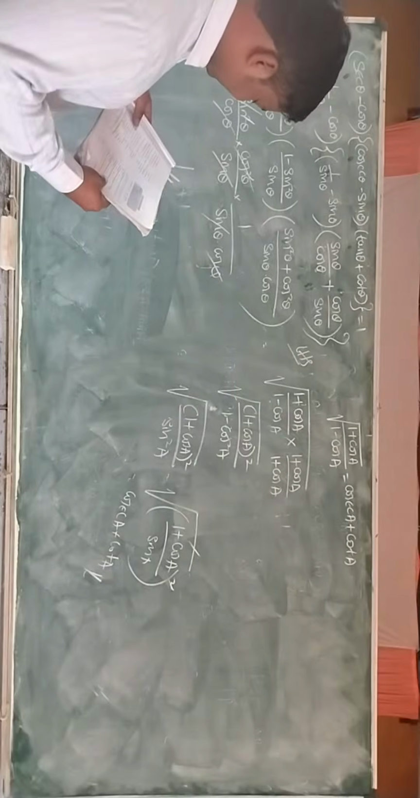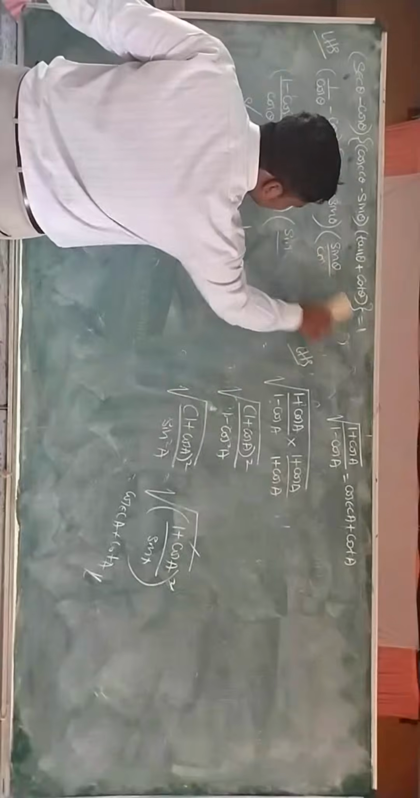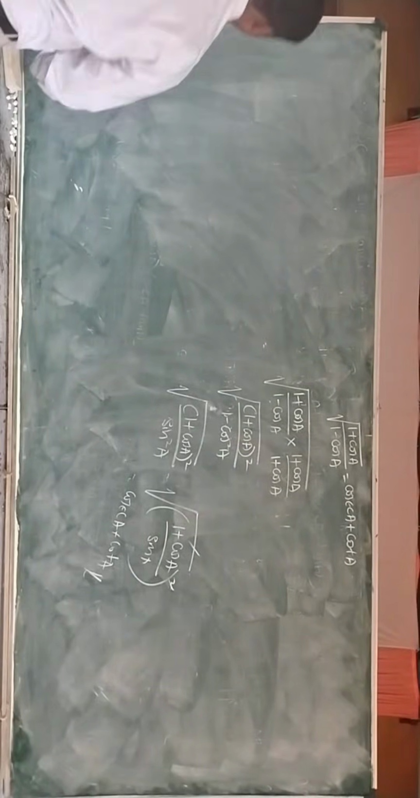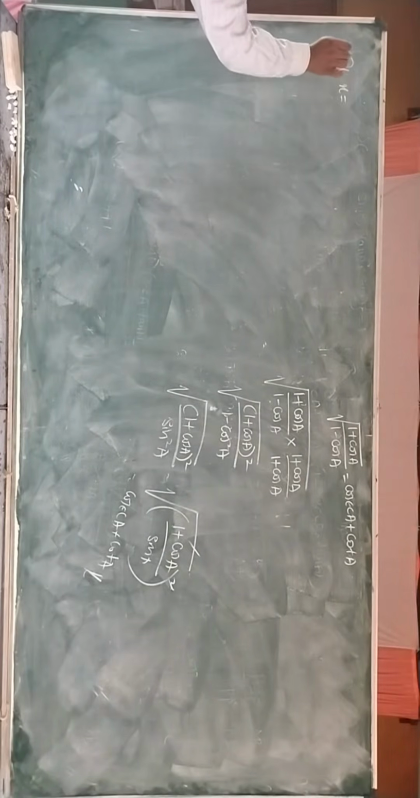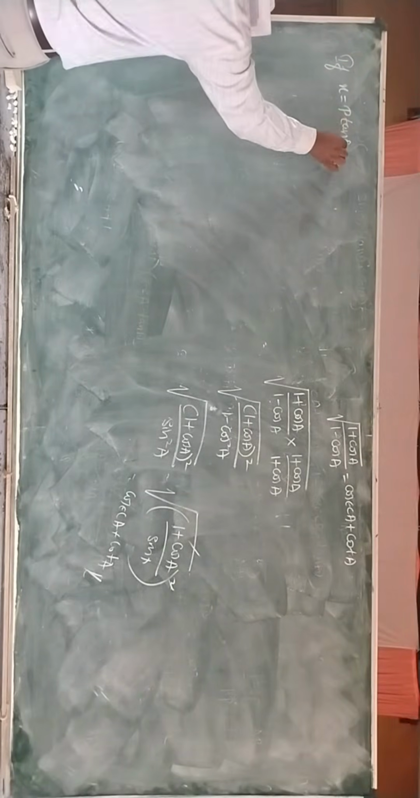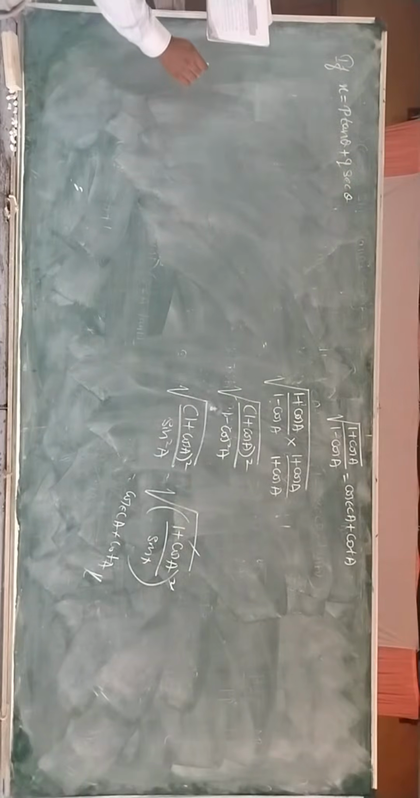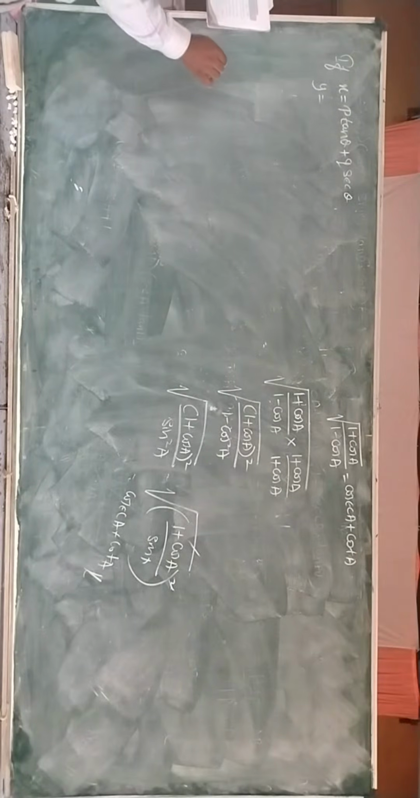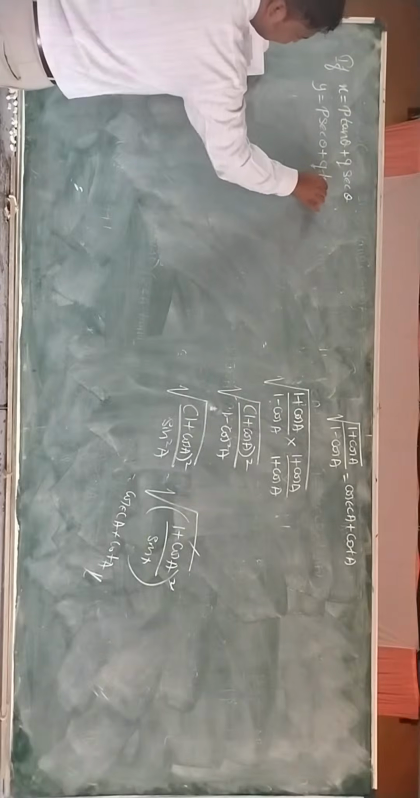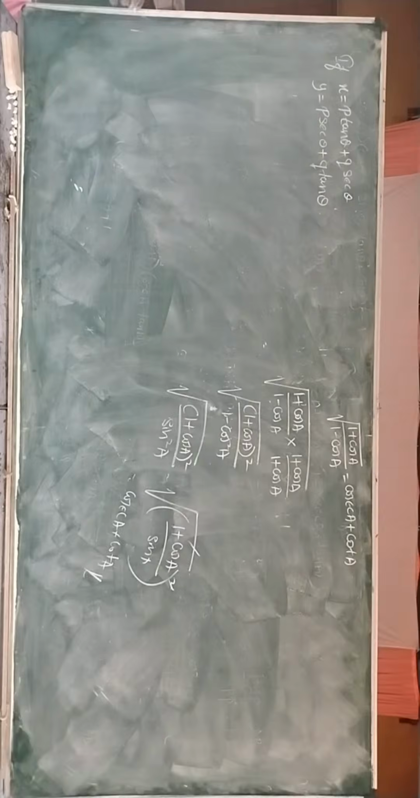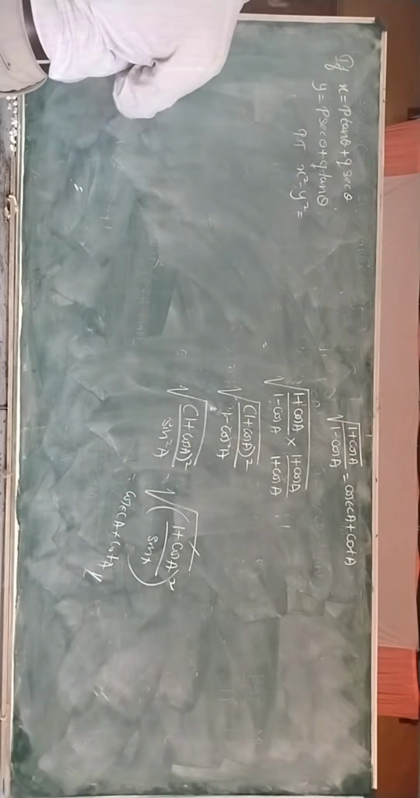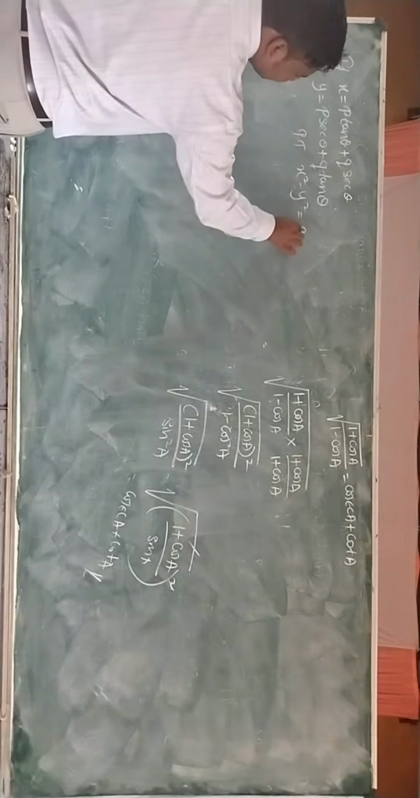June 2020. If x is equal to p times tan theta plus q times sec theta, and y is equal to p times sec theta plus q times tan theta, then prove that x square minus y square is equal to q square minus p square.